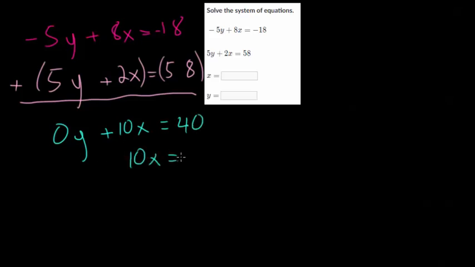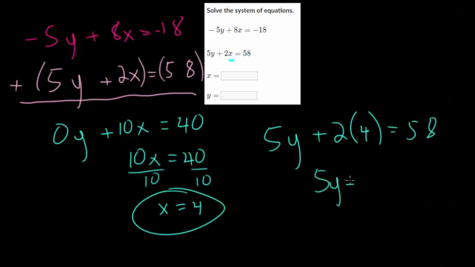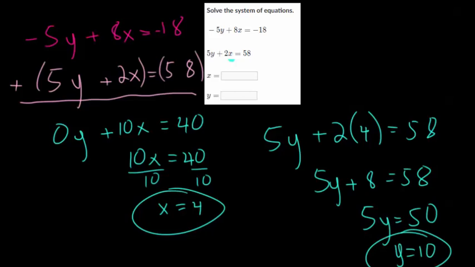Now we can solve for x because we've eliminated the y value. So divide everything by 10, and you get that x is 4. Once you find the x value, then you just pick whatever equation you want, plug in x in the equation, and solve it for y. So we have 5y plus 2 times x, which is 4, equals 58. This is 8, so we got 5y plus 8 is 58. Subtracting 8 on each side, 5y is 50. And dividing by 5, we find that y is 10. So these two lines intersect at the point when x is 4 and y is 10. So let's do another one.